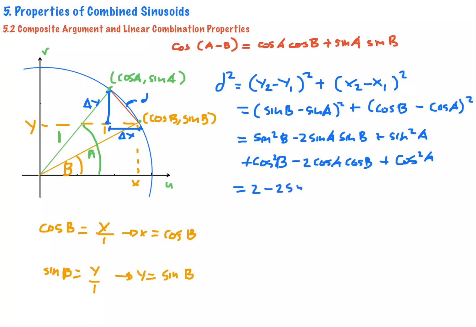2 minus 2 sin A sin B minus 2 cos A cos B. This is our first equation to prove that cos(A minus B) equals cos A cos B plus sin A sin B. Okay, so let's keep these equations and let's move to the second figure.